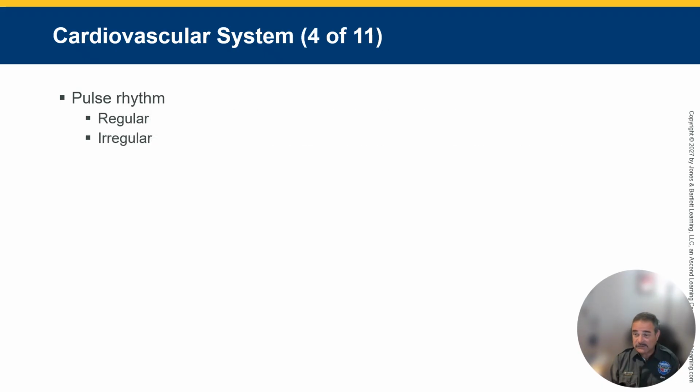Pulse rhythm, regular or irregular. Either it's beating regular or it's beating irregular. And when you're in paramedic school, this is a big thing because it tells you what's going on with the EKG of the heart. It gives you some clues.